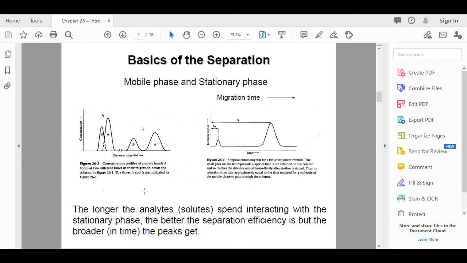efficiency, but the broader the peaks get in time. What we said is that the longer the analytes or the solutes spend interacting with the stationary phase, the better the separation efficiency is, but the broader the peaks get.